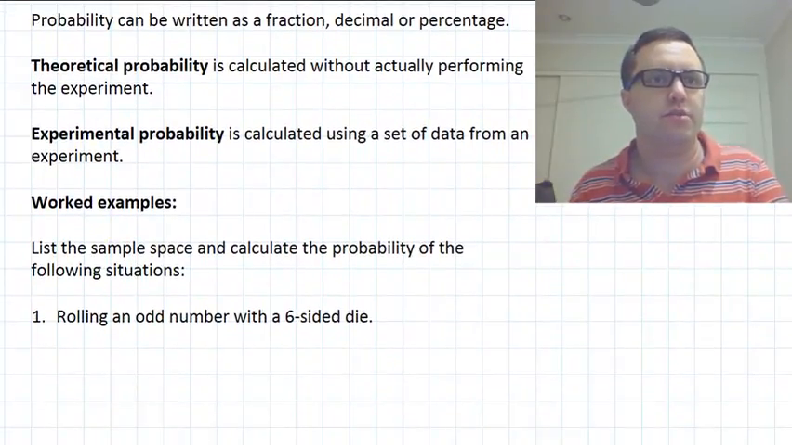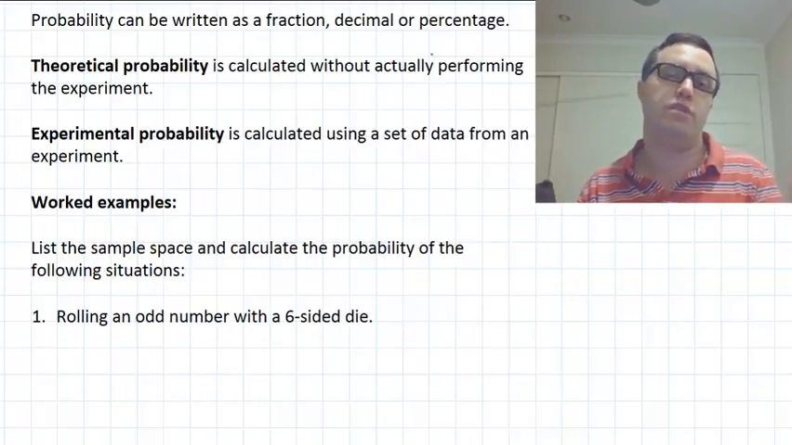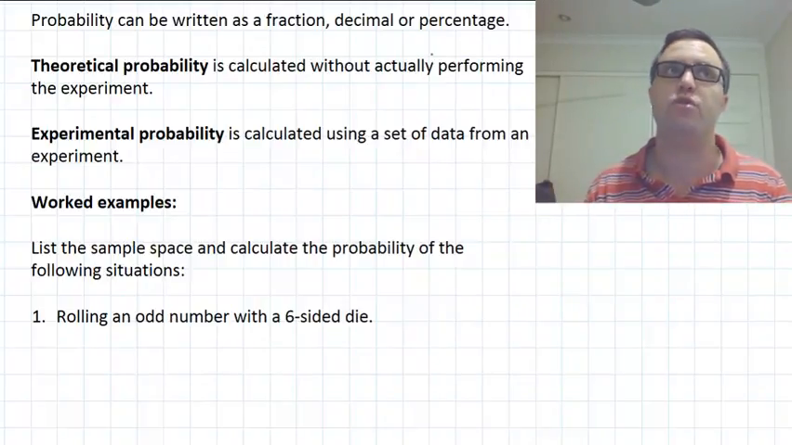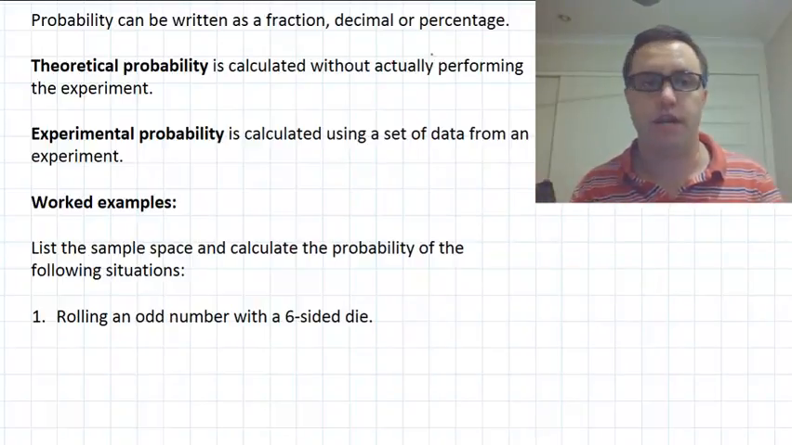All right, as we've seen before on that number line, probability can be written as a fraction or a decimal or a percentage. Okay, it doesn't really matter, whichever one you're more comfortable with using, or whichever one your calculator gives, or what makes more sense with the particular data that you're dealing with, go with that one.